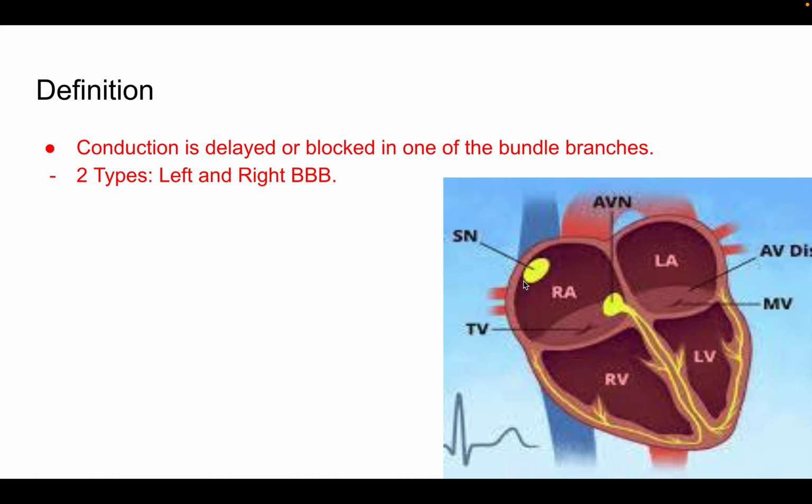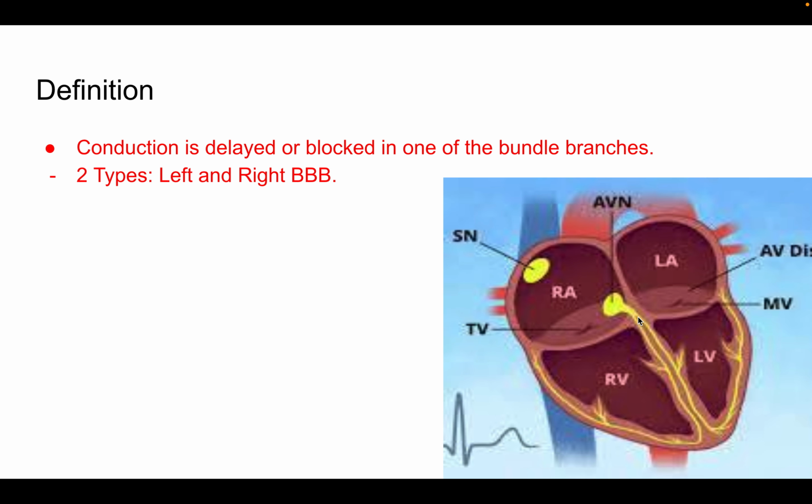So we know in normal physio, the SA node fires with its automaticity. It goes around the atrium to the AV node to the bundle of His, and then it goes down each bundle branch. And then you get simultaneous ventricular contraction. But in a bundle branch block, we have two types, left and right. Two types, not three, you can't have both because then you're dead at that point.